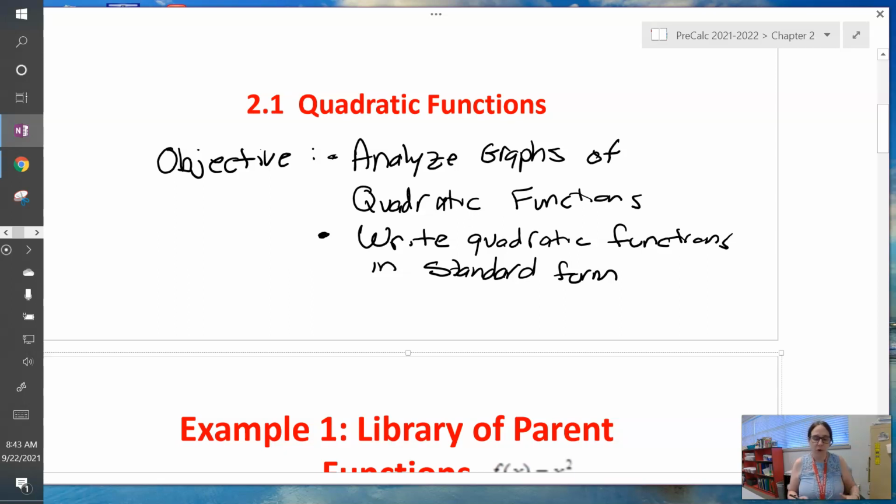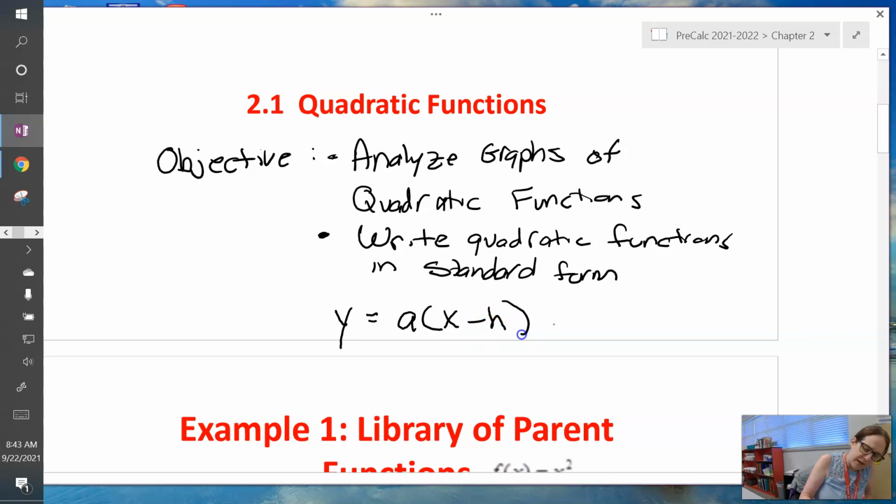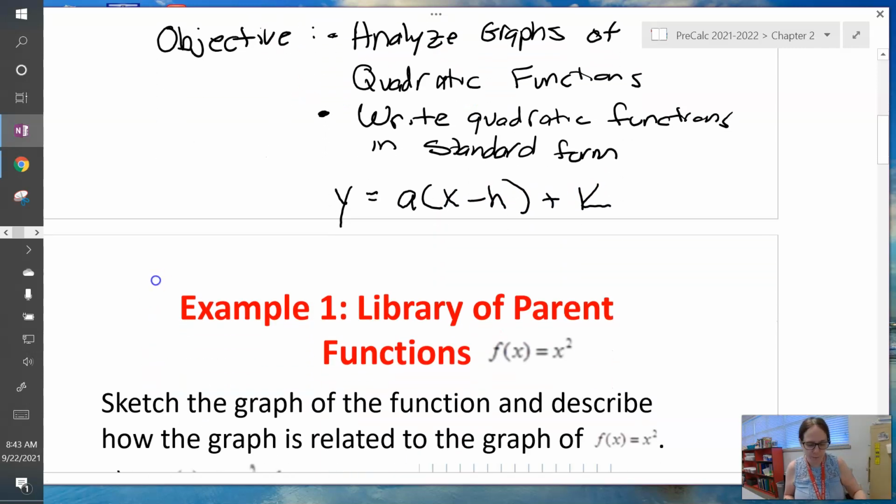Now, what your book calls standard form, you'll more commonly see written as vertex form. So y equals a(x minus h)² plus k. That's what standard form is for your book.